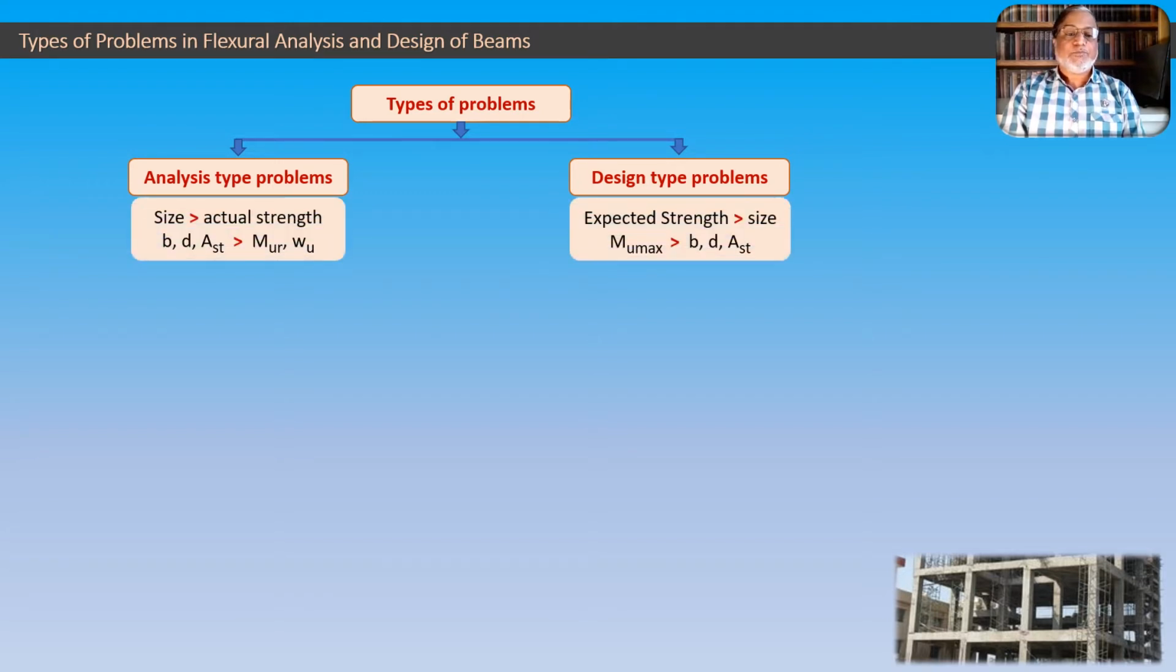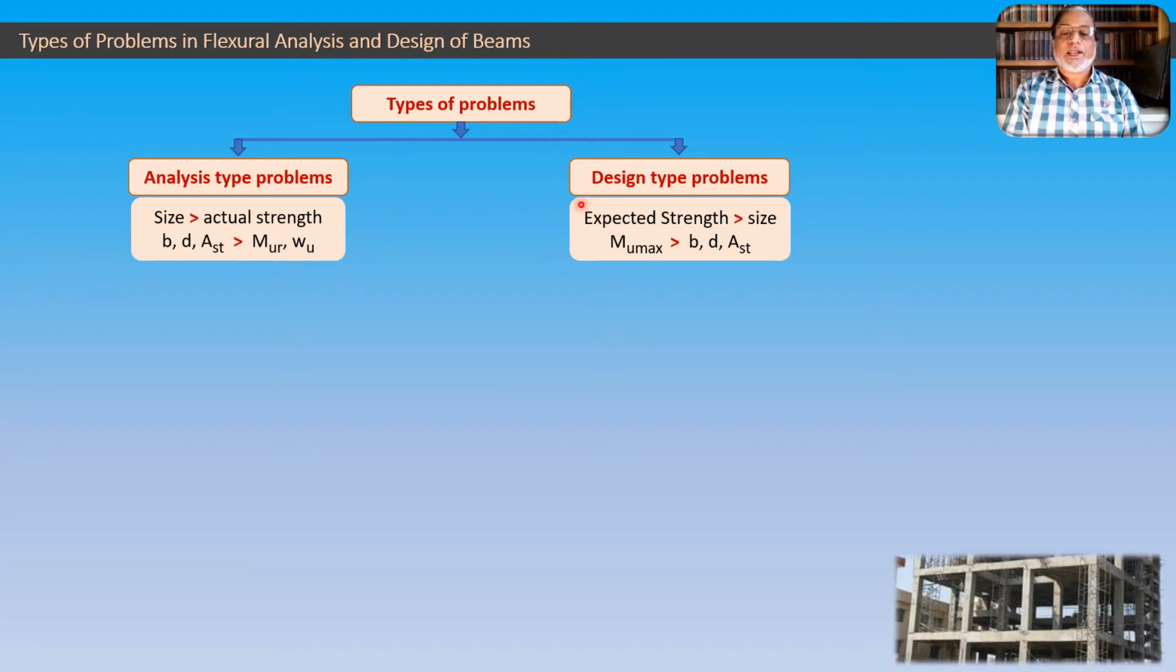The analysis type of problems have the size of the beam as the data, that is B, D and AST. And what is expected from this size of beam is the actual strength of the beam. The actual strength of the beam is expressed in terms of ultimate moment of resistance MUR or the ultimate load carrying capacity WU. So this is the type of problem which we call analysis type of problem.